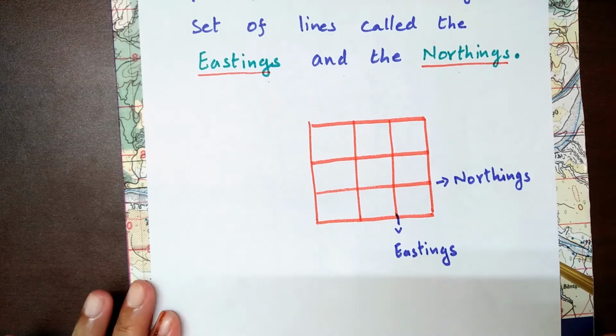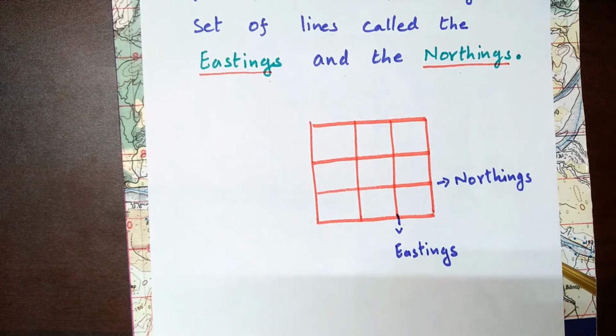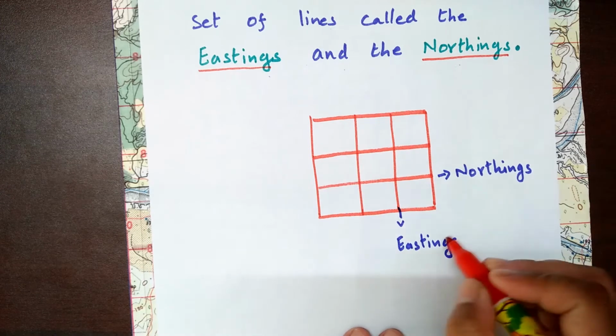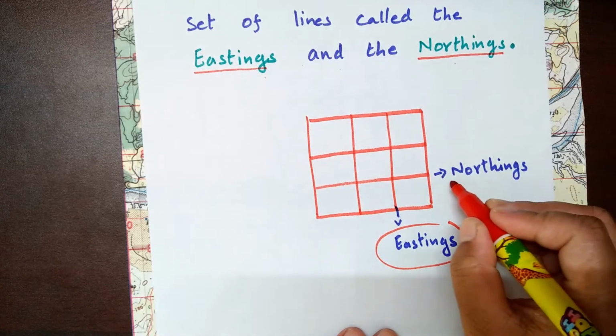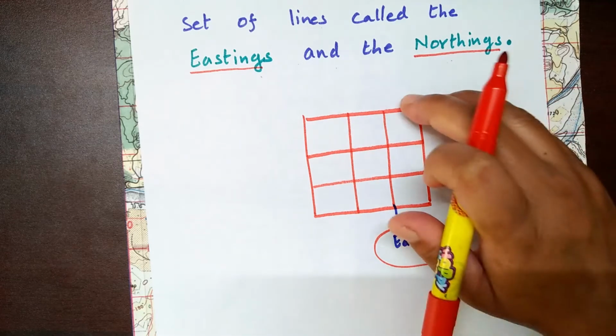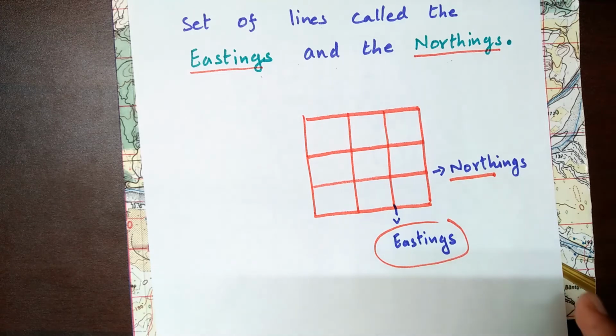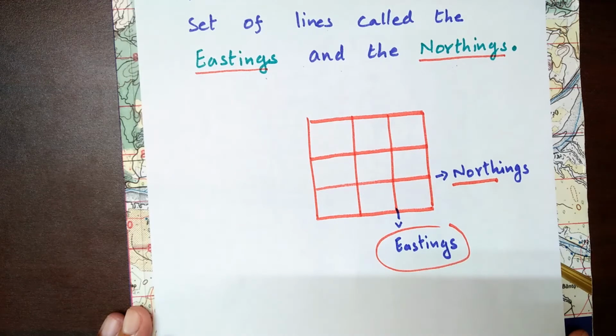Always remember, in a topo sheet, when we find a 4-figure grid, we always take the eastings number first and after that the northings. Eastings first, then the northings come second. Now let's do this on the topographical map.